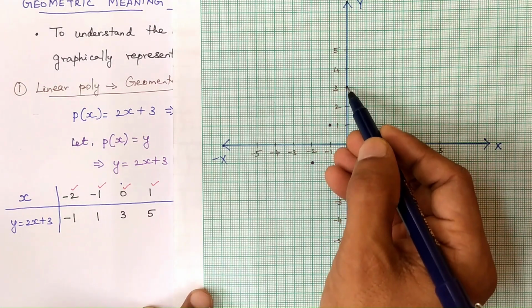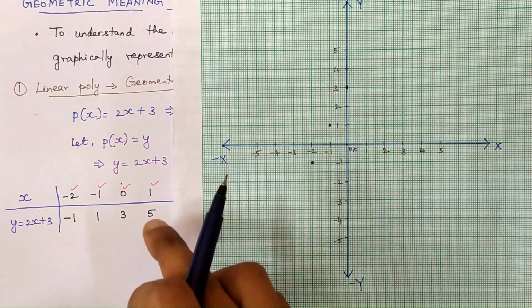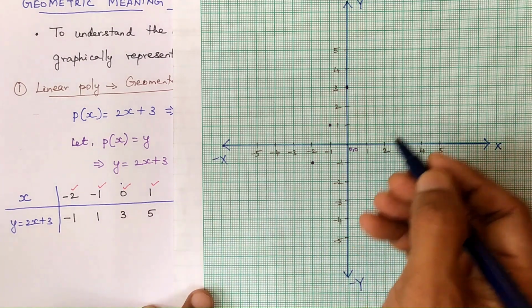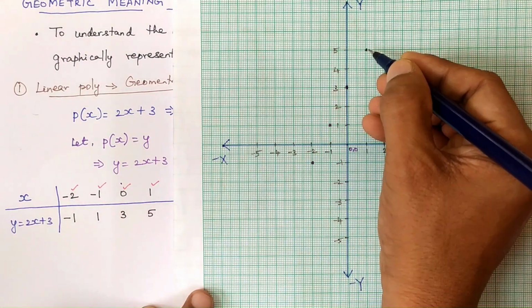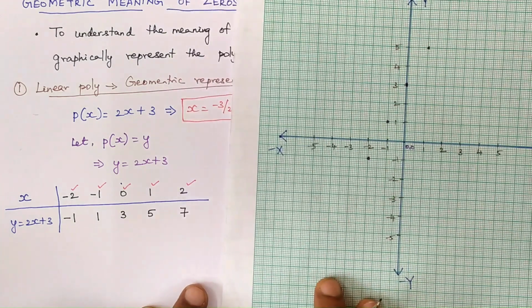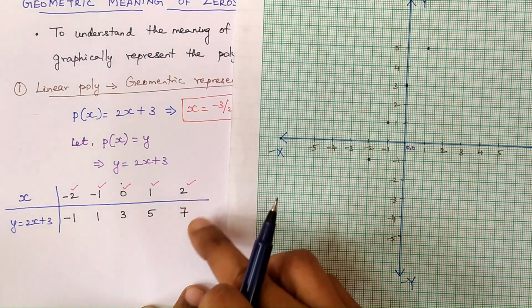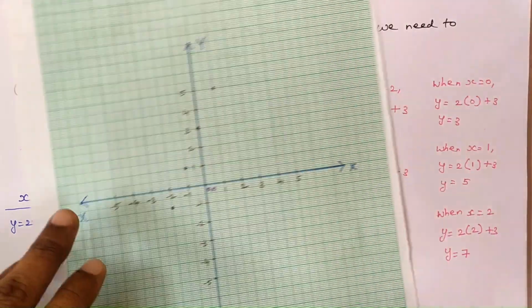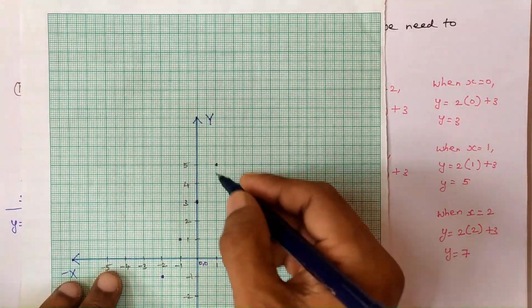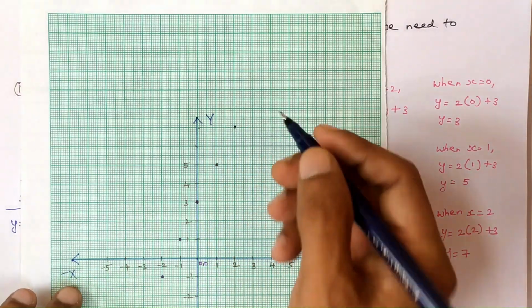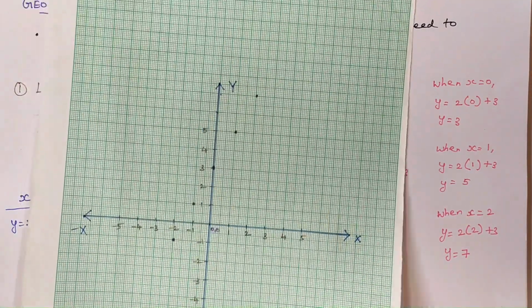So, this is our third point. And the fourth point is 1 comma 5. So, x is 1, y is 5. So, this is our fourth point. And finally, the fifth point is 2 comma 7. X is 2 and y is 7. So, 2 comma 7 is 2 and so this is 6 and this is 7. So, it is here. Right. So, let us join all the points.